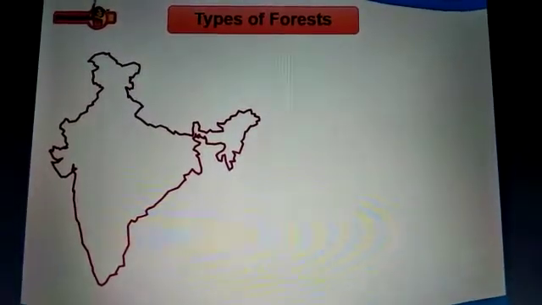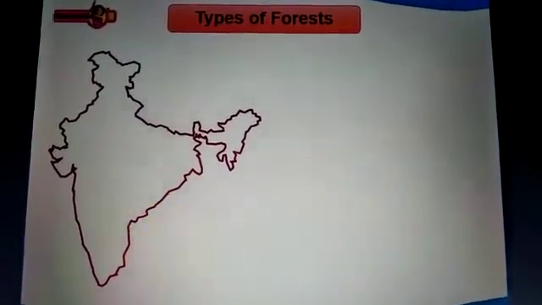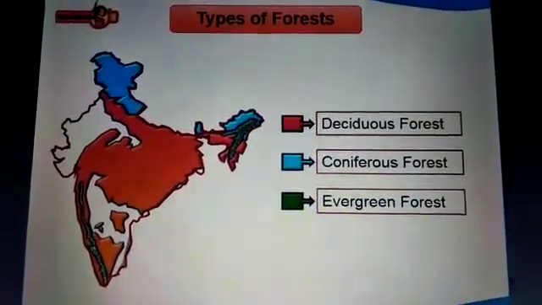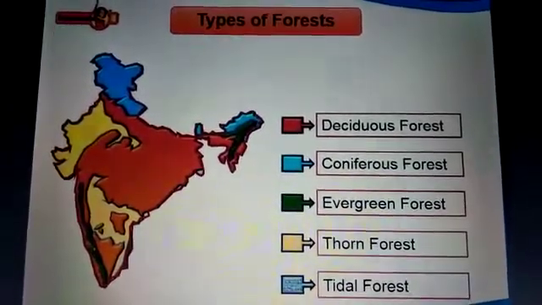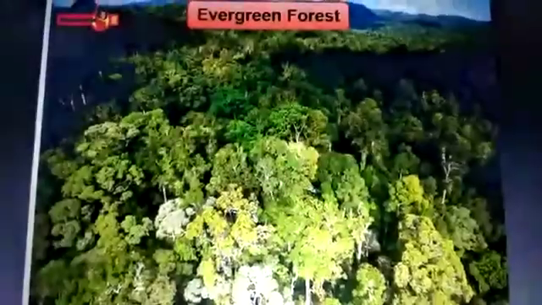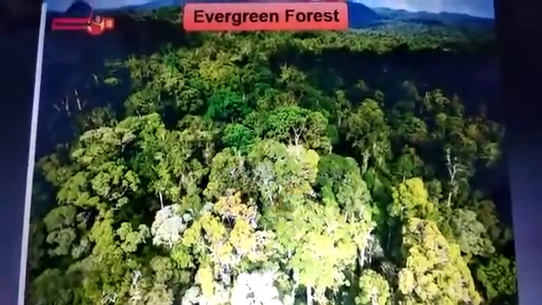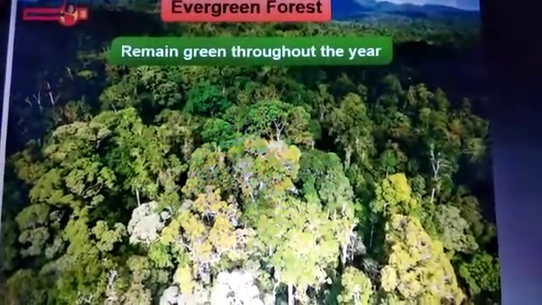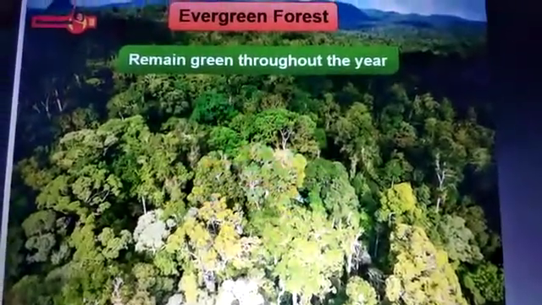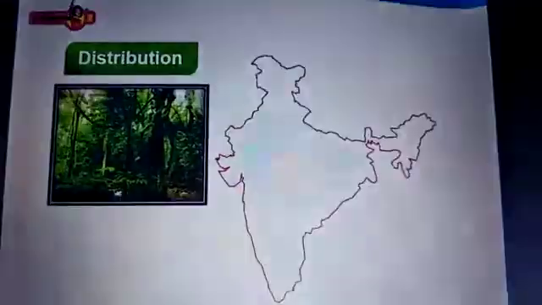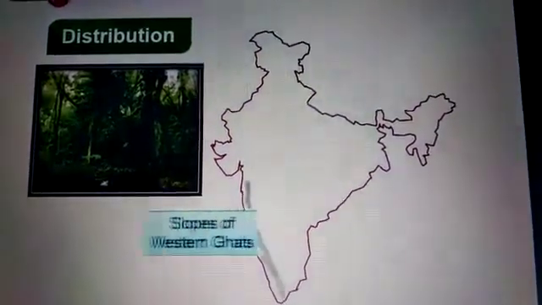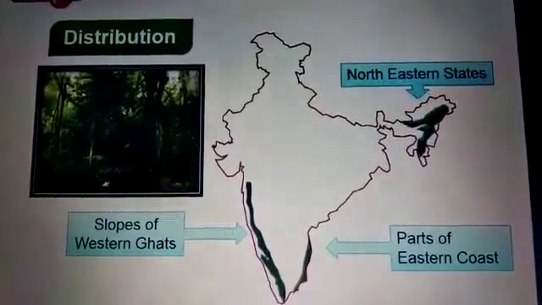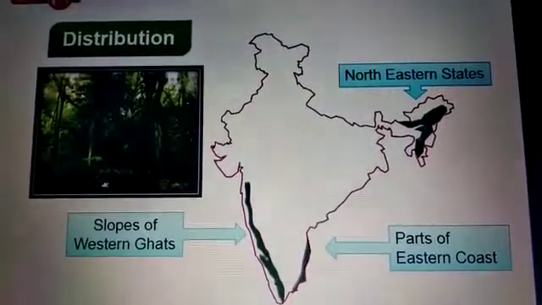There are different types of forests found in India, like deciduous forests, coniferous forests, evergreen forests, thorn forests, and tidal forests. Evergreen forests. These forests remain green throughout the year, as different trees shed their leaves at different times in the year. They are found in those areas where it is warm and rainy. They are found over the slopes of the Western Ghats, in some parts of the eastern coast and in northeastern states of India, such as Assam, Arunachal Pradesh, Meghalaya, and Tripura.